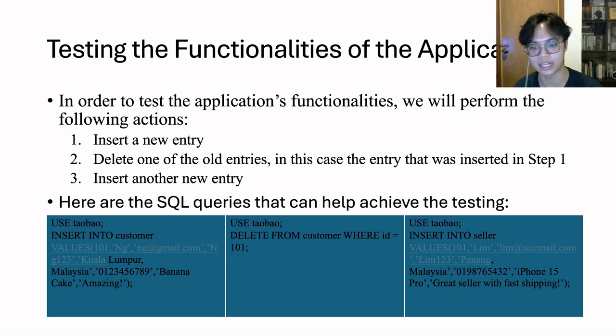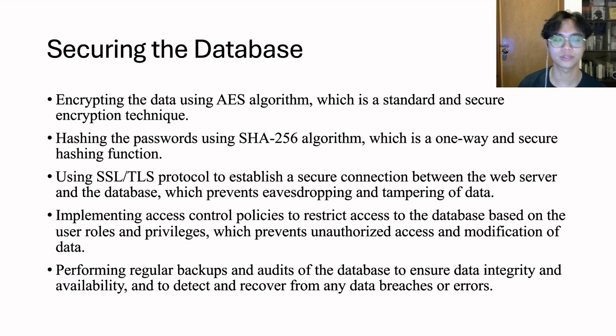And we can then use delete from customer where ID equals to 101. And as you can see, ID equals to 101 is the same ID as the one we gave to the customer entry that we just created in the first step. And if it's successful, then the customer that we have just inserted will be deleted, and you should see another successful output message on MySQL workbench. And we can then go into the third one, which is using another insert into query to insert an entry into the seller table.